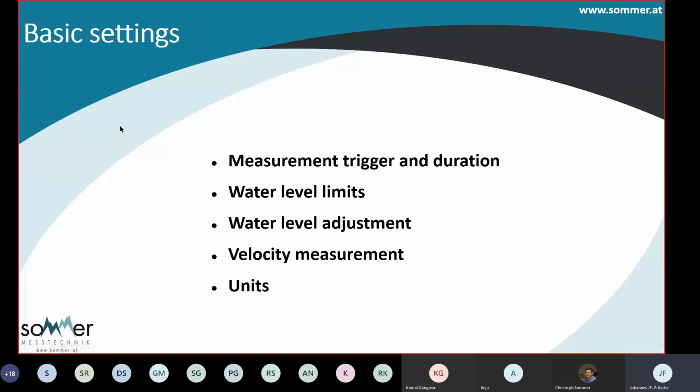Here, I will give you a brief introduction about the main settings you should set in your RQ instrument using the Q Commander software. These are the most important settings you have to consider to make your system run the way it should for your selected measurement site. Here is a list of these basic settings you need to adjust, and we go through them one by one.